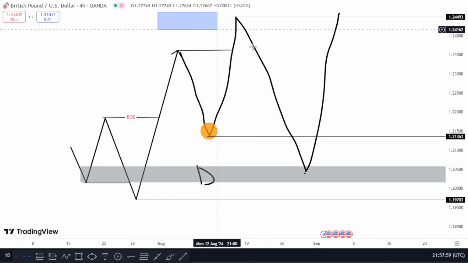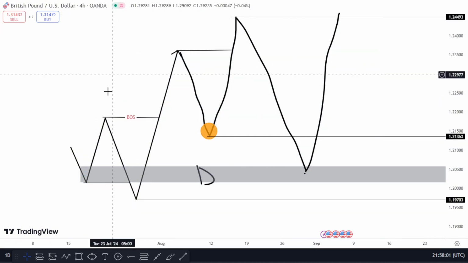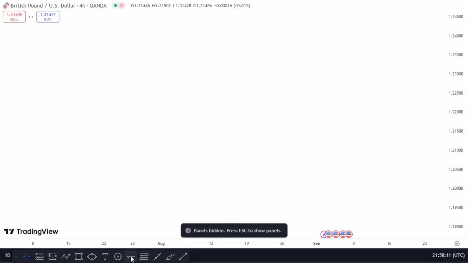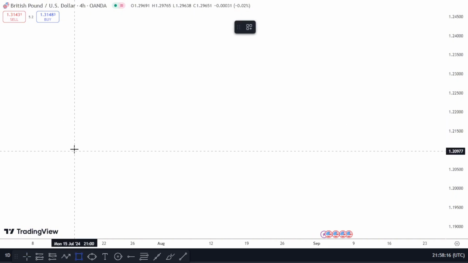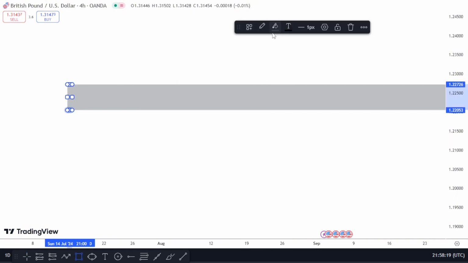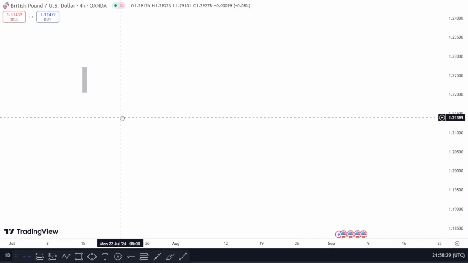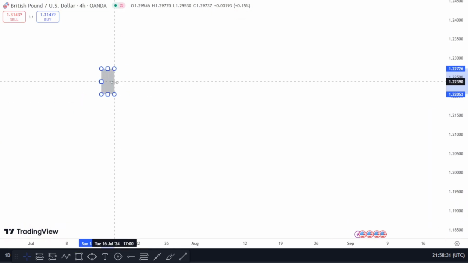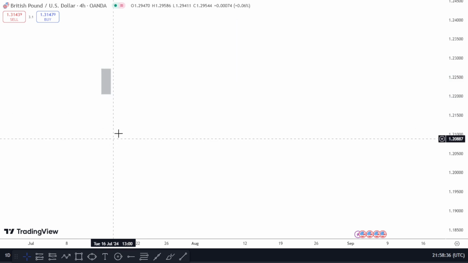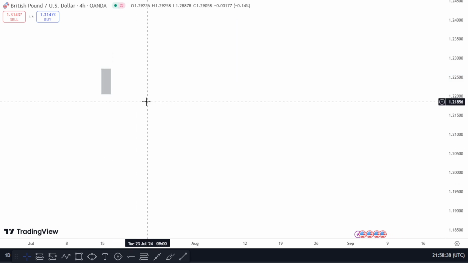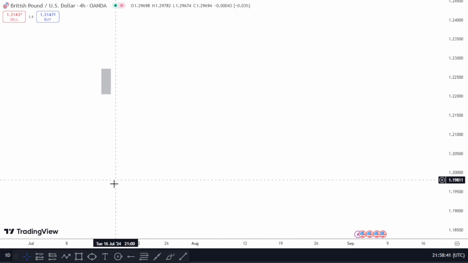Now let me just delete this and try to make it clearer. Let's look at an example right here. All right, so how do you identify a POI? To identify a POI, you use order blocks to mark out your POI after narrowing it down using your Fibonacci tool.